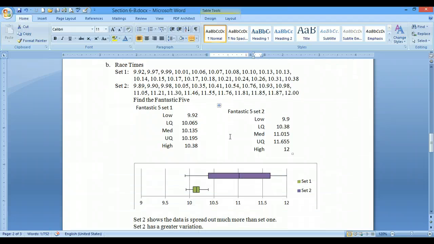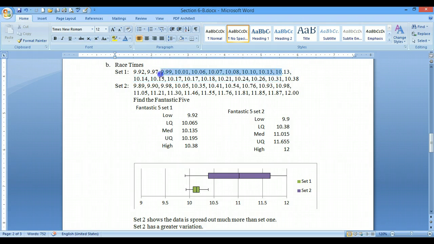All right, here's our next one. Race times, example B. Here are race times for set 1, and these happen to be listed from smallest to largest, and set 2 is also being listed from smallest to largest. And we're going to find the Fantastic Five. These ones have an even number though, and so we're going to have to average to find the lower quartile, the median, and the upper quartile. And because these are pretty much lined up on top of each other, we can assume that this to here will be the two middle numbers.